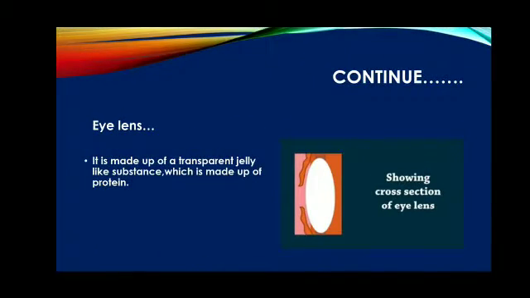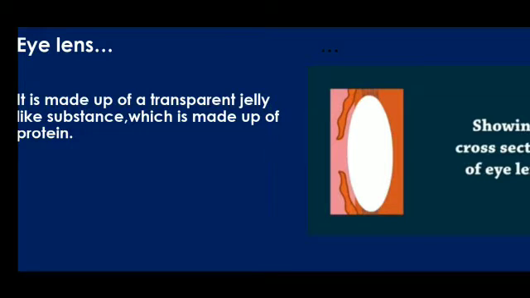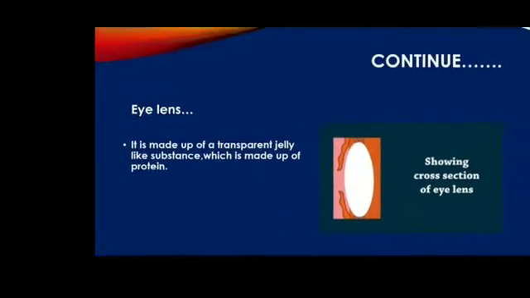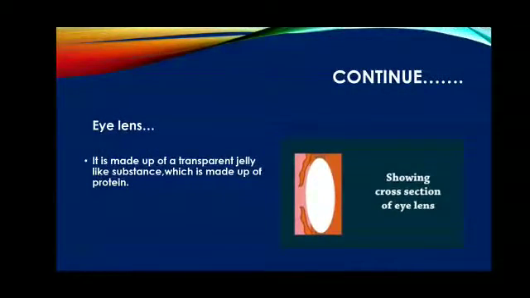Now eye lens. I'm continuing the topic, every topic like iris, eye lens, and you can see in every image what is an iris, what is an eye lens, what is cornea. You can see everything in this image. So what is the eye lens? It is made up of a transparent jelly-like substance which is made up of protein.